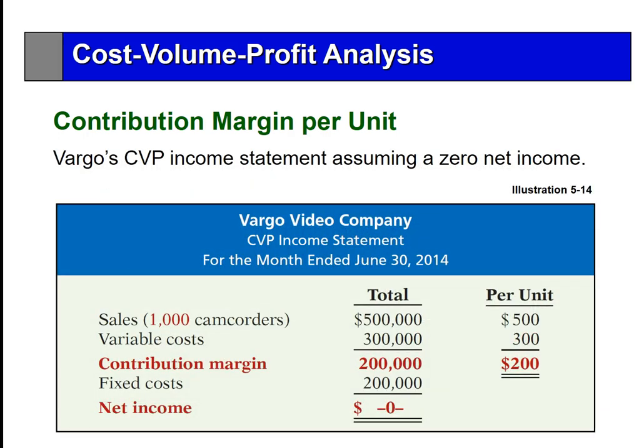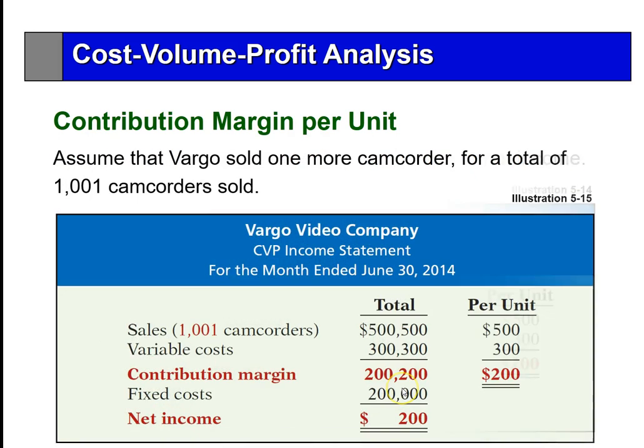And therefore I look and I say, okay, my fixed costs are $200,000. Therefore, how many units will I have to sell in order to cover my fixed? And that is break even. Break even is zero profit. And if I sell 1,000 camcorders and I have a contribution margin of $200 per unit, then my total contribution margin will be $200,000, and that covers exactly my fixed. And the next one I sell, I have more contribution margin than I need to cover my fixed. So what is left after I cover my fixed is net income.